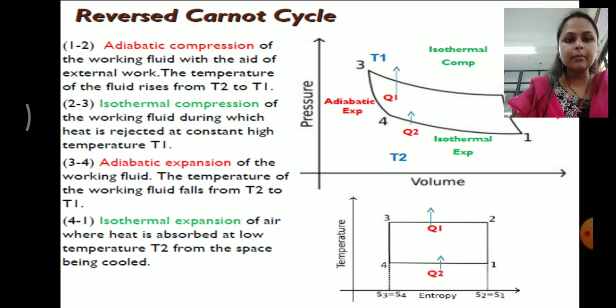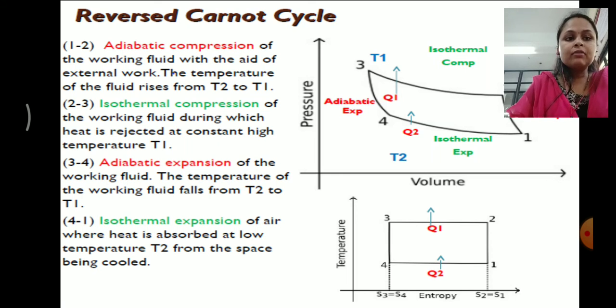This is adiabatic expansion process, where the temperature of the working fluid falls from T2 to T1. Here there is a change in temperature in adiabatic expansion, and in isothermal expansion process heat is absorbed at low temperature, that is T2, from the surrounding, from the space being cooled. Okay, that's why it shows the isothermal expansion.